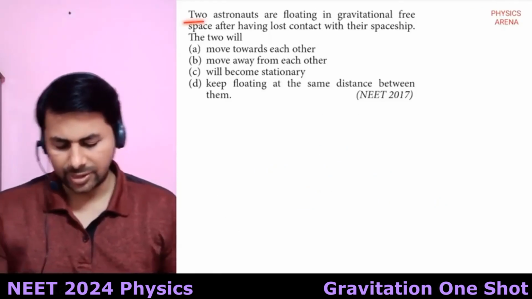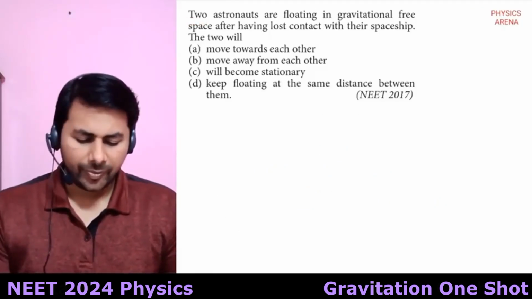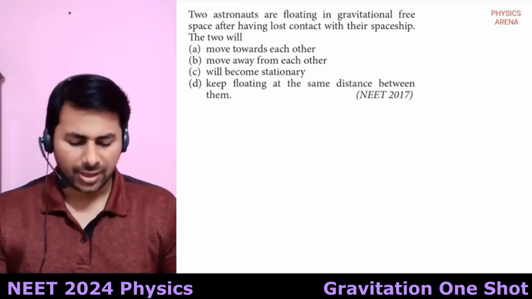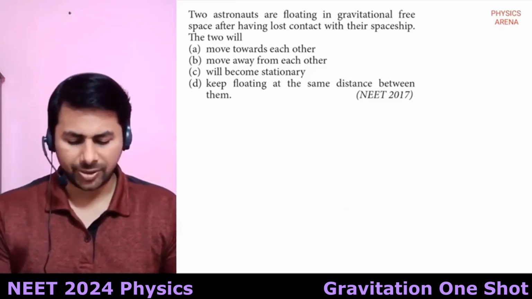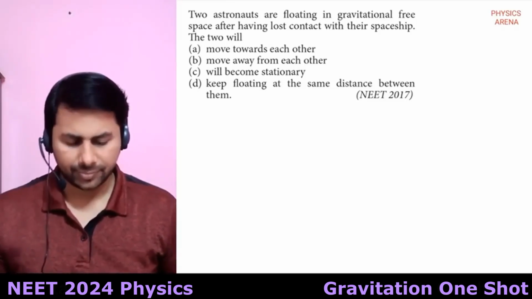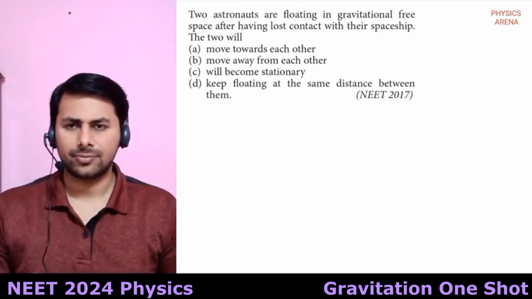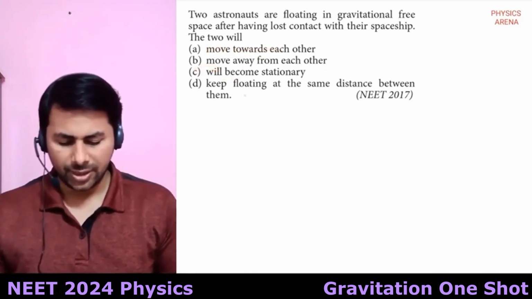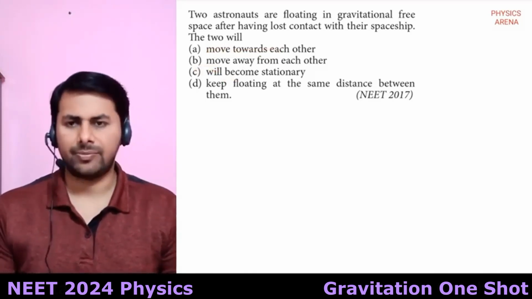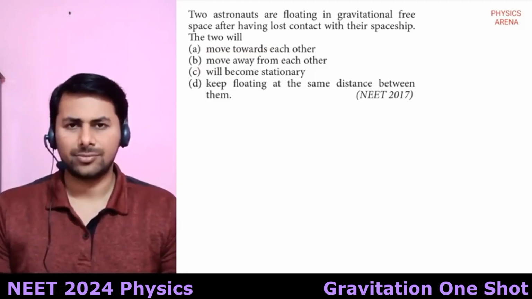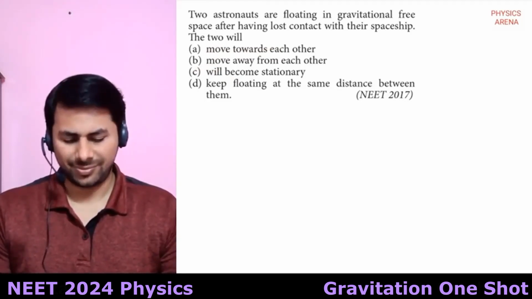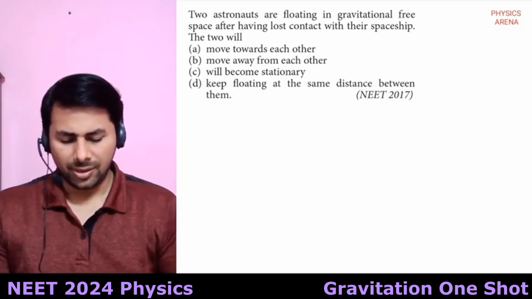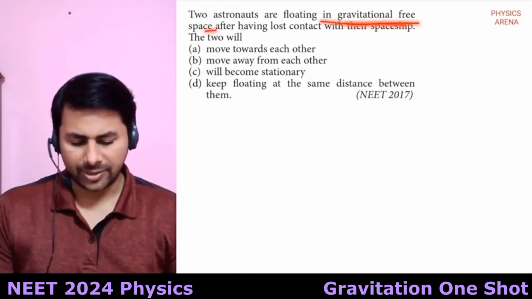All right, let's see the next question. Two astronauts are floating in gravitation free space after having lost contact with their spaceship. The two will. Tell me. Move towards each other, move away from each other, will become stationary, keep floating at the same distance between them. They are floating in gravitation free space.